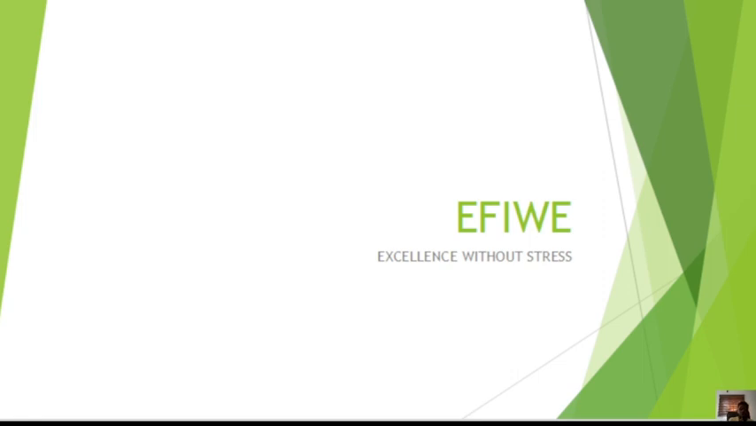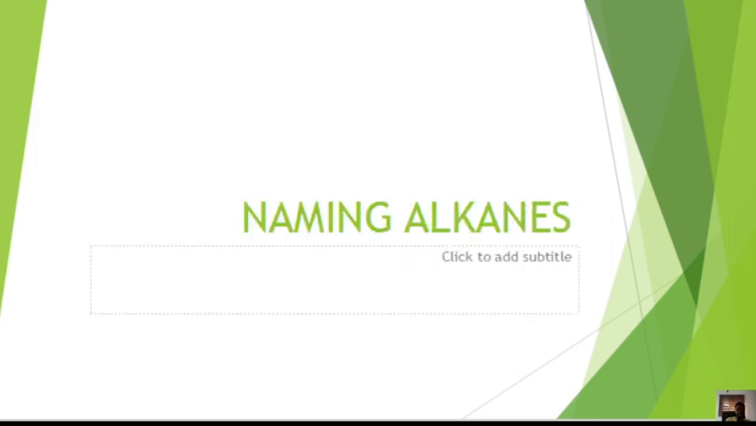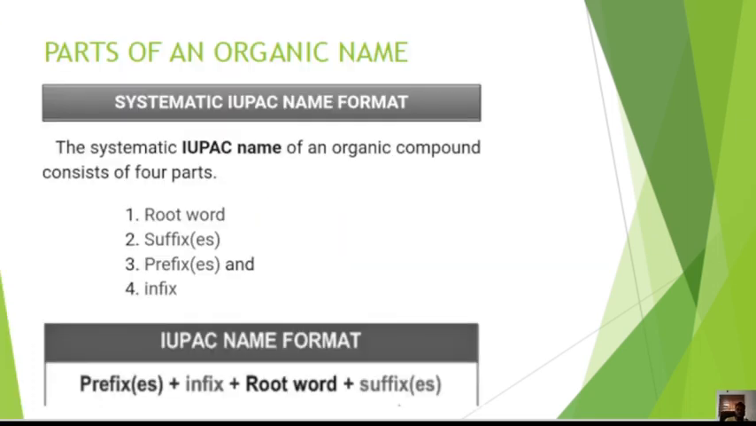And in today's study, we are going to be considering something very interesting, and that is naming alkanes. Now, before we get to naming alkanes, it's important that we take note of the fact that every organic name has four major parts. And what are those parts? The root word, the suffixes, the prefixes, and the infix. The arrangement is prefix comes first. If there is an infix, you introduce it before you get into the root word, and then finally your suffixes.